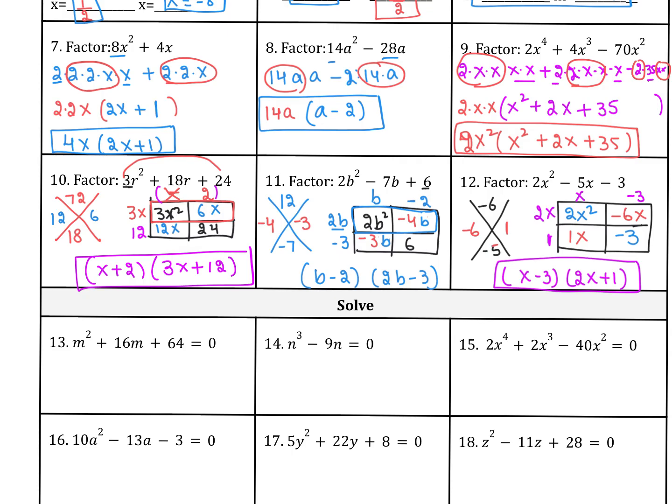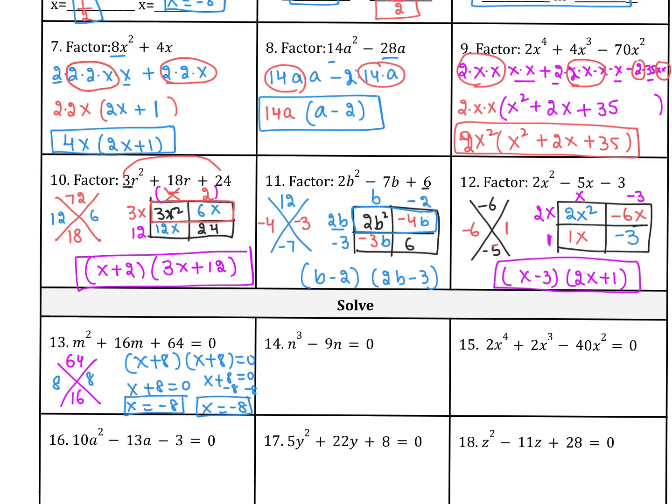Number 13, you make a cross. On the top is 64, on the bottom is 16. You can get here two numbers that are 8 and 8. So the factors are x plus 8 times x plus 8 equals 0. Put them equal to 0 one by one. So you got x equals -8. Since they both are the same, both of them should be -8.